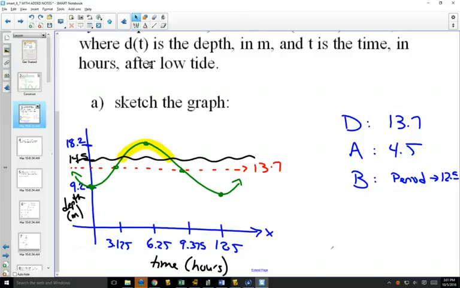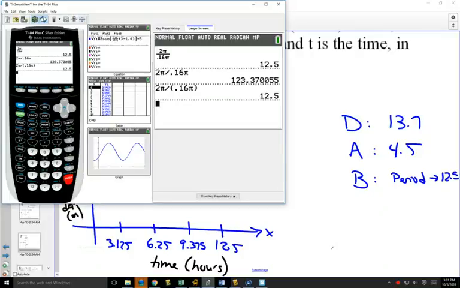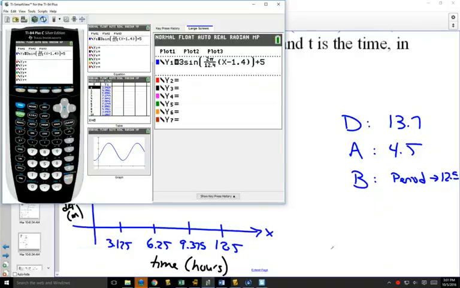So the first thing we're going to do is type this equation into our calculator. We're going to go to y equals, clear out anything else in there, and I'm going to type in negative 4.5 cos 0.16 pi x plus 13.7. So this is my equation.